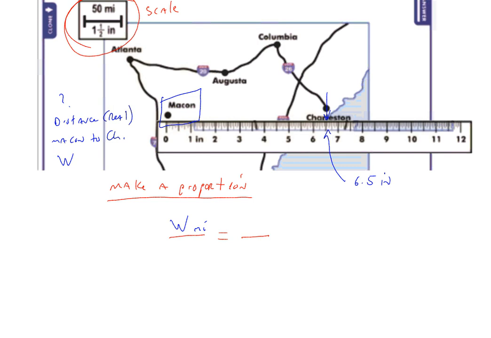So the top is distance from Macon to Charleston. The bottom also needs to be distance from Macon to Charleston. So what do I put on the bottom? Distance from Macon to Charleston. What do I put on the bottom? Hannah? 6.5 what? Inches. I put the 6.5 inches. All right. The distance our map told us.